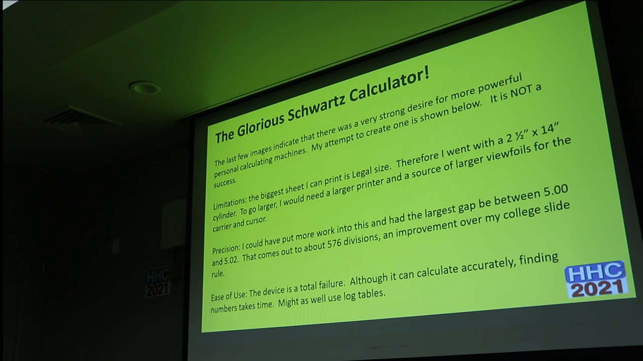And it works on the same principle as the Atlas circular slide rule. That is, you have a single scale, and you have a carrier, and then a cursor that rides on top of the carrier. So you can move the cursor to wherever you want, but when you move the carrier, the cursor moves along with it. Can I give you a problem?